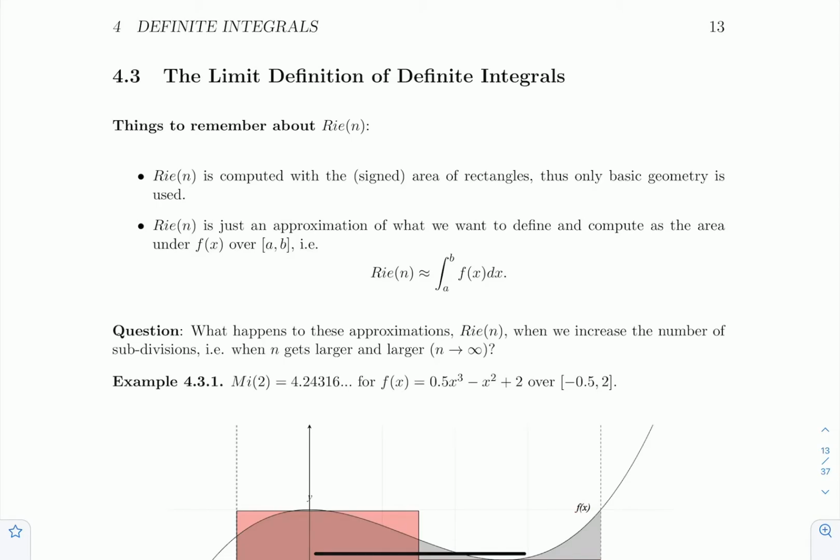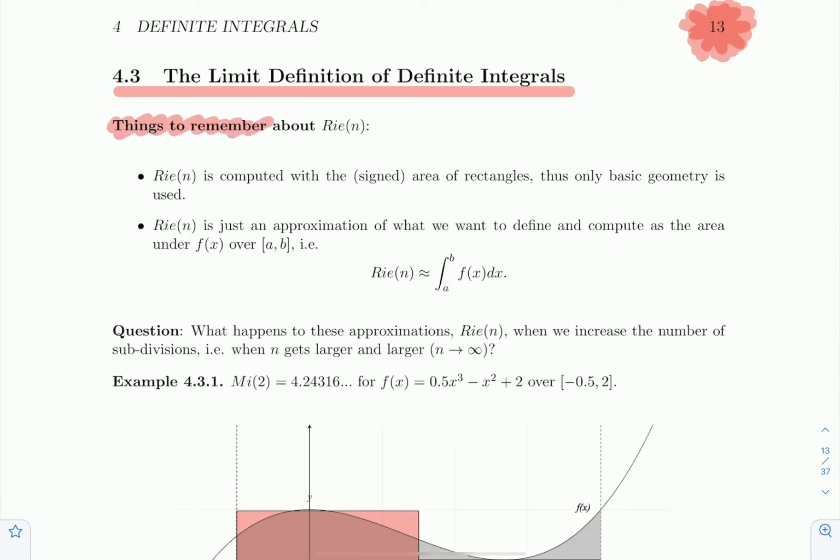Hello everyone. It is now time to go beyond the realm of approximations for definite integrals, to define and compute the exact value of definite integrals using the limit definition of definite integrals. So here we go. Two points are absolutely crucial before we define and compute exact values of definite integrals: about Riemann sums.